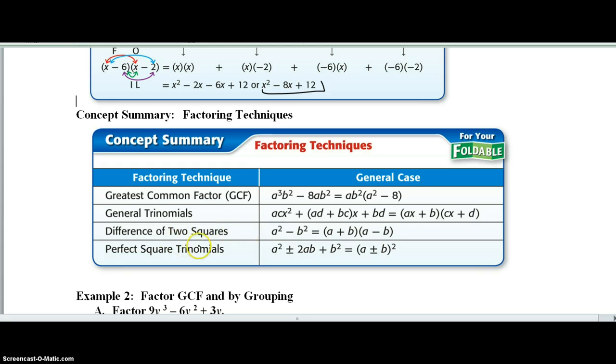I also want you to notice that when we have a difference of squares, so if the first term is a perfect square and the last term is a perfect square, then we can use a specific factoring method for that, as well as if the first term is a perfect square and the last term is a perfect square, but we're adding them together here. Okay, so we'll take a look at an example of each of these.